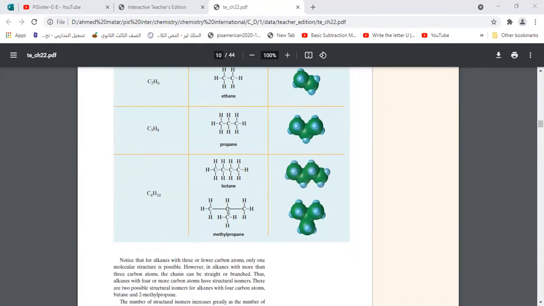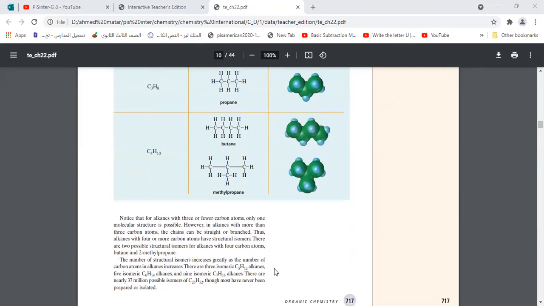But starting from 4 carbons and more, that means 4, 5, 6, whatever, we are going to have different numbers of isomers. For example, butane has 2 isomers, and as the number of carbons increases, the isomers increase too, dramatically. For example, pentane, C5H12, has about 3 isomers, while C6H14 has 5 isomers, and C7H16 has about 9 isomers. So although it's just one carbon extra, it makes the number of isomers almost double.